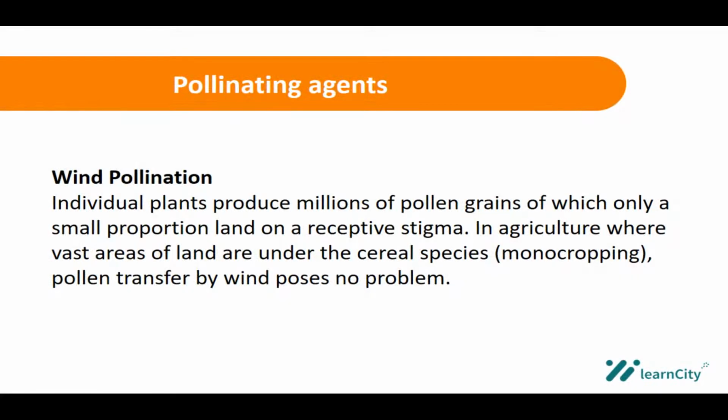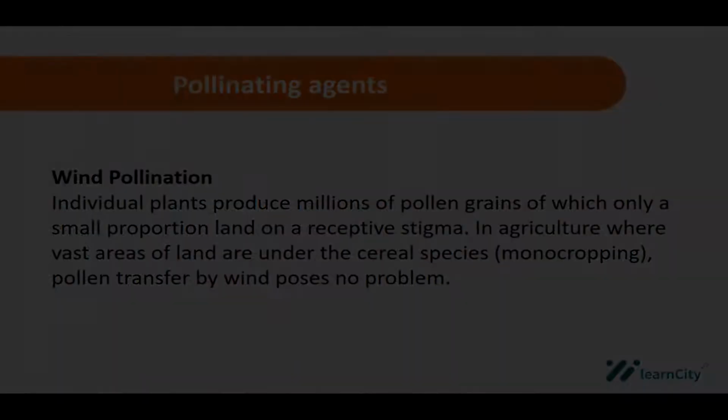Now, individual plants that are pollinated by wind produce millions of pollen grains. Only a small proportion of these pollen grains land on a receptive stigma. Now, in agriculture, where we have vast areas of land under the cereal species, that's when we are talking about monocropping, planting only one type of crop. So when we have a large area of land with one type of plant, like cereals, pollen transfer by wind is very efficient and very easy in that kind of situation. So it poses no problem.